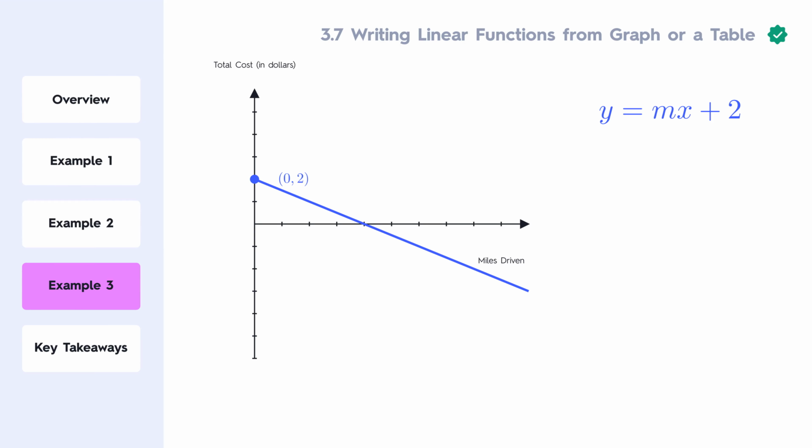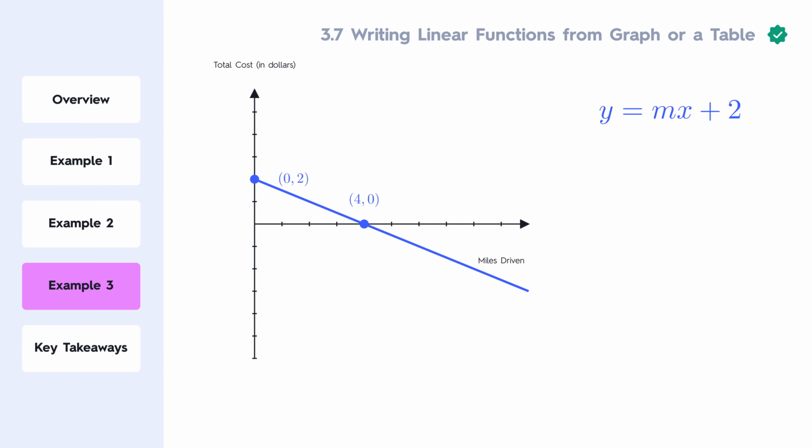Now, to find slope m, let's find another point on the line. Looking at the graph, the line crosses the x-axis at point 4, 0, which tells us that after driving 4 miles, the total cost is $0. This means the company breaks even at this point, and that any miles driven beyond that count as profit. The slope represents the rate of change in cost per mile driven, or the cost per mile.